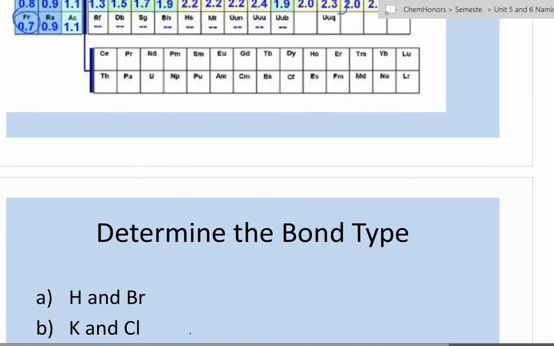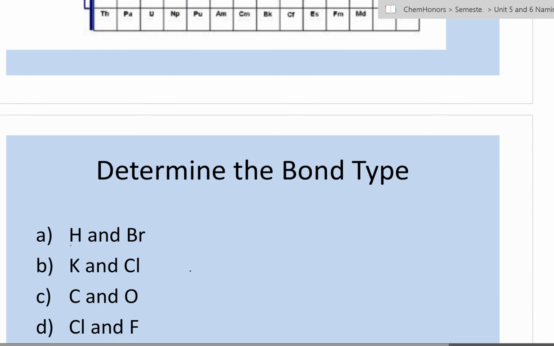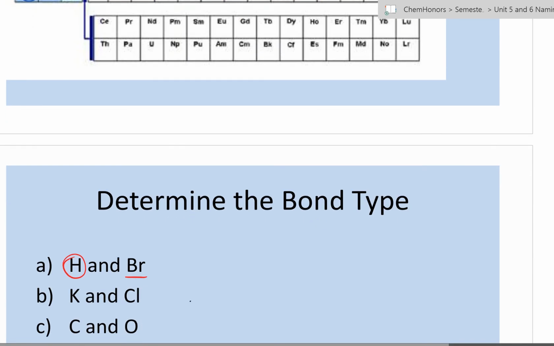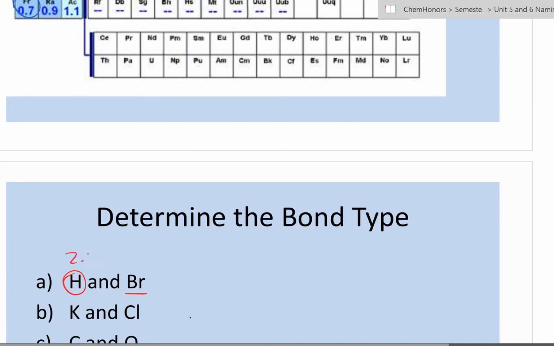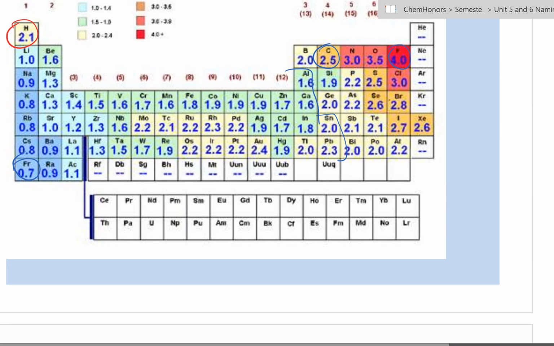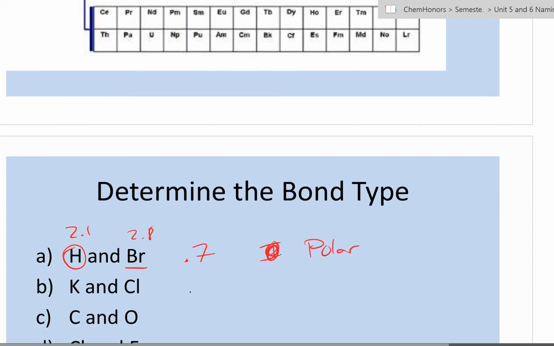So just to show a couple examples real quick, let's say that we have hydrogen and bromine. Hydrogen is up here. It has an electronegativity of about 2.1. Bromine would have an electronegativity of about 2.8. So the difference between them is only 0.7, which is greater than 0.4. So we would say that this is not ionic, it is polar.